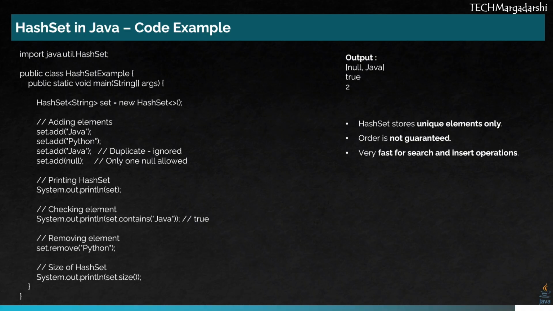We also add a null value. HashSet allows only one null element. When we print the HashSet, the elements may appear in any order because HashSet does not maintain insertion order. Using the contains method, we check whether Java exists in the set, which returns true. Then, we remove the element Python using the remove method. Finally, the size method returns the total number of unique elements present in the HashSet. This example clearly shows how HashSet ensures uniqueness and provides fast performance.